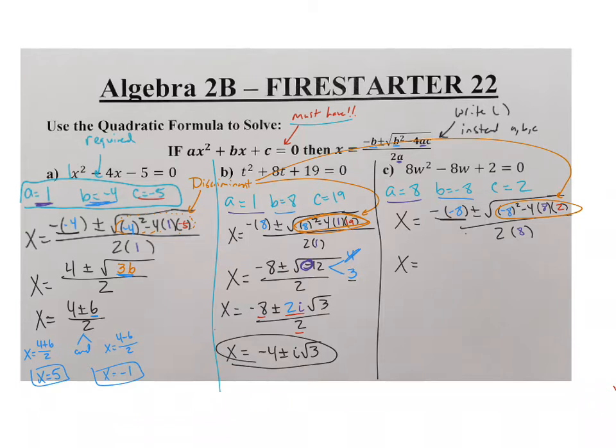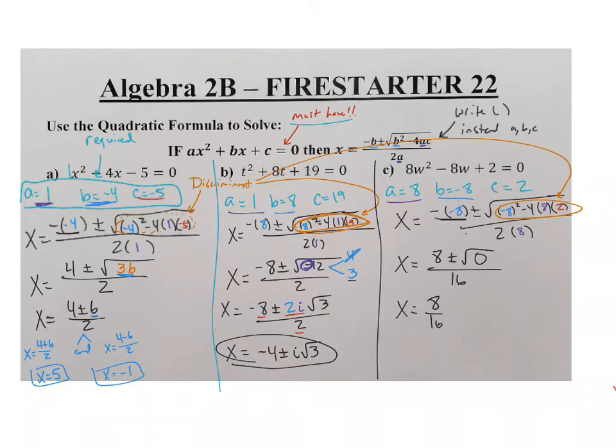The opposite of negative 8 is positive 8. That's why I write positive 8, plus or minus the square root. The bottom is 16. So now I'm just going to plug in my calculator. Left parenthesis, negative 8, close the parenthesis, squared, minus 4, left parenthesis, 8, close parenthesis, left parenthesis, 2, close parenthesis. Hit enter. I get 0. Right? So x equals 8 over 16.